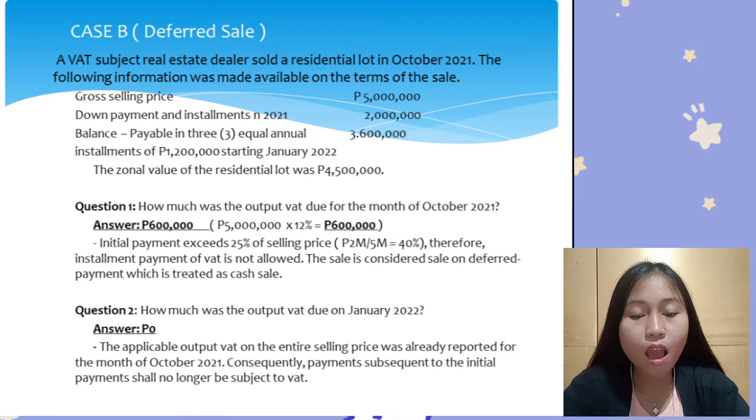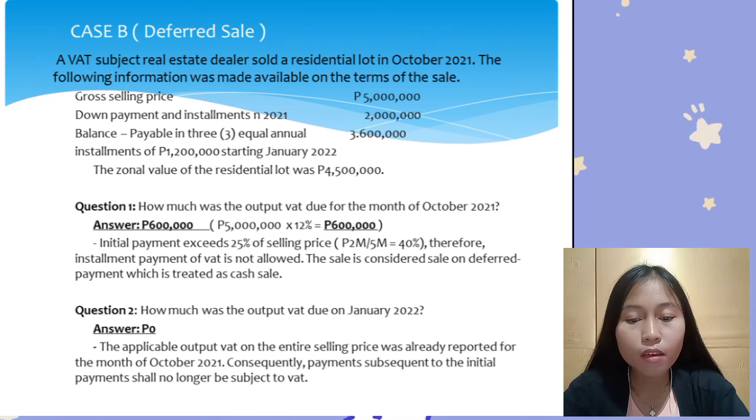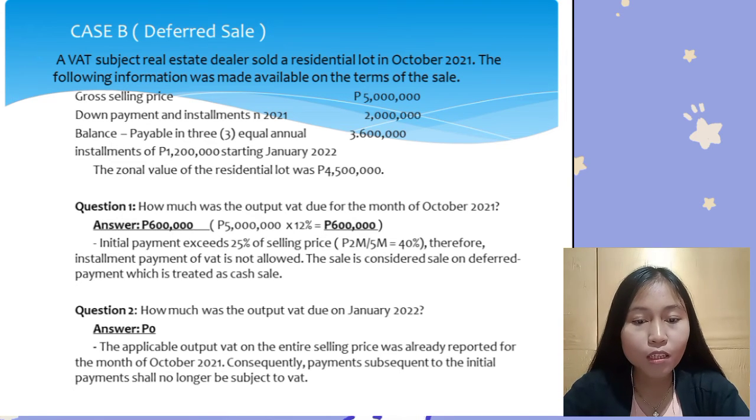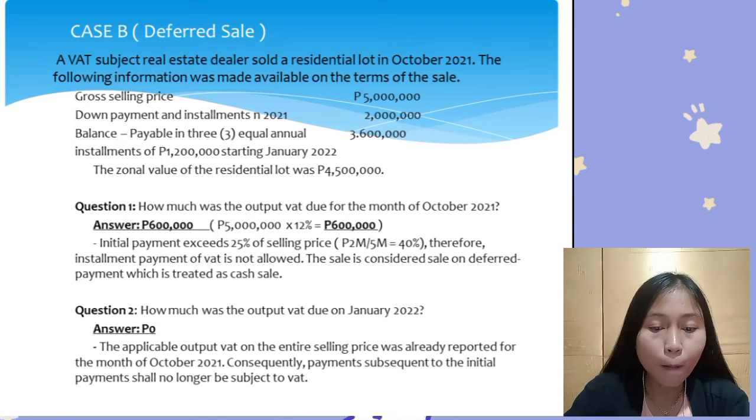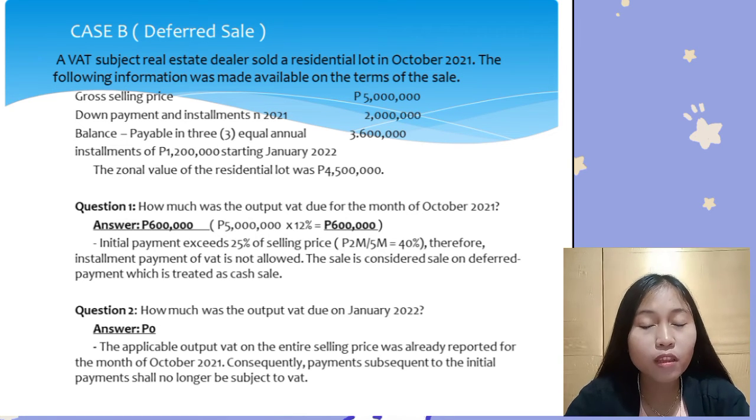In question number 1, how much was the output value for the month of October 2021? In getting the output value for October 2021, the 5 million pesos, which is the gross selling price, is multiplied by the 12% VAT payable, and the result is 600,000 pesos. So that is how you get the 600,000 pesos, because the initial payment exceeds 25% of the selling price.